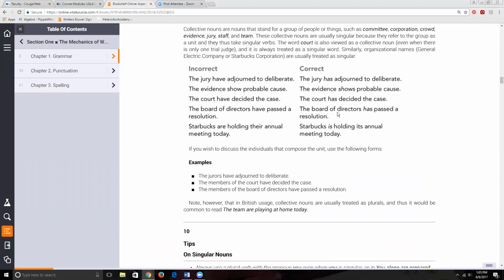You might be tempted to say the board of directors have passed a resolution. If that sounds good to your ear, my guess as to why it sounds good is not because you're thinking that board should be plural or has a plural meaning in this case. It's this word directors, because obviously the word directors is plural, and because it's right up next to this verb, we are expecting, when we have a plural noun and then a verb, that it'll ordinarily be a have instead of a has.